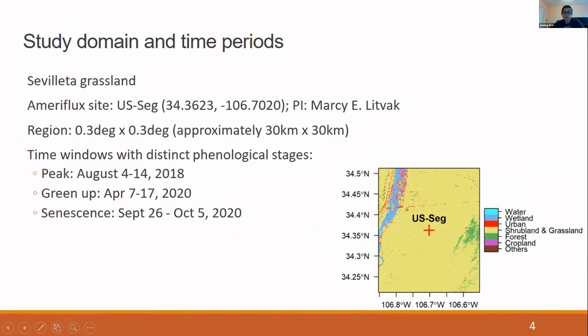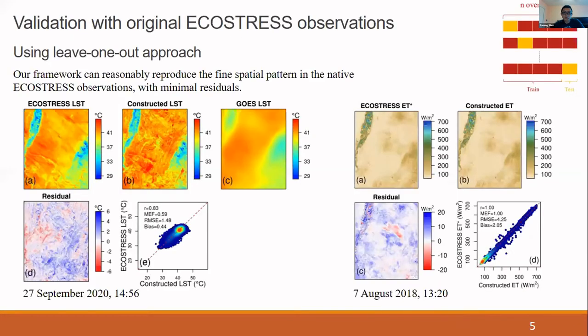We tested our framework in this region in the Sevilleta grassland in New Mexico, with one AmeriFlux site in the center. The majority of the region is covered by shrublands and grasslands, with some crops and wetlands in the northwest and some forests in the east. We tested our framework in three time windows with distinctive phenological stages. So here are the results.